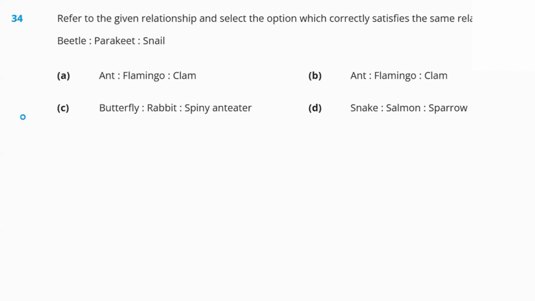Okay, next. Refer to the given relationship and select the option which correctly satisfies the same relationship. Beetle is to parakeet is to snail. So insect is to bird is to a mollusk, isn't it? Yes, or a shelled animal rather. So it is ant is to flamingo is to clam. So ant is an insect, flamingo is a bird, and clam is a shelled animal. So option number A is our right answer.